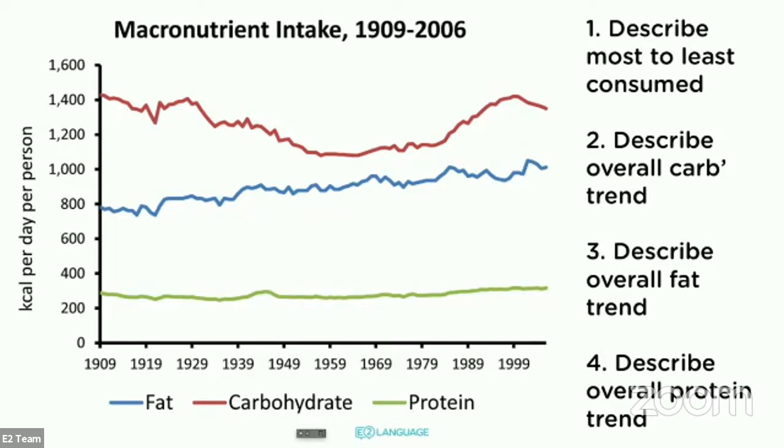Asu Acharya. Overall, carbohydrates were the most consumed macronutrient compared to protein and fat throughout the period. Good. Carbohydrate intake rose steadily, followed by fat intake, while fat intake remained stable. Good, that's fine. That's fine. One more. No, that's fine. Good.